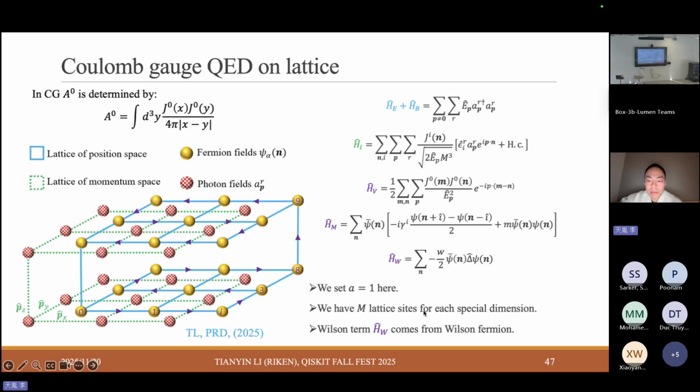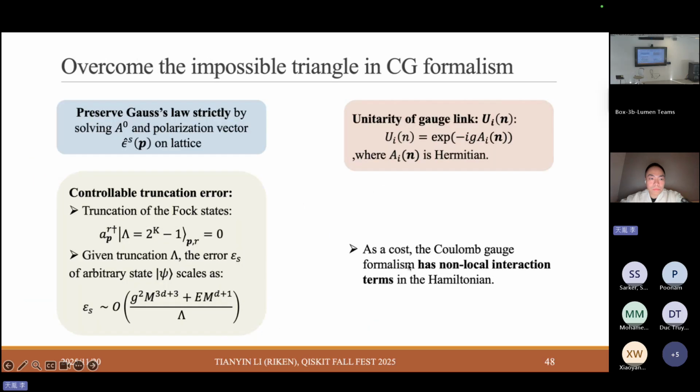For each spatial dimension, we have m lattice sites, and here we use the Wilson fermion to suppress the doubling problem of the lattice fermion. So we have a Wilson term here.